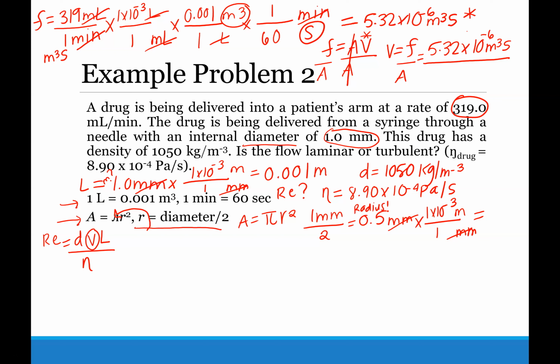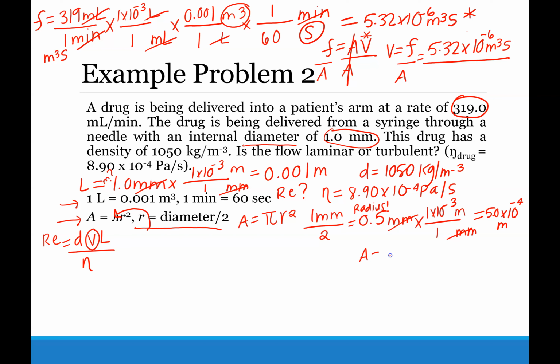So 0.5 times 1 times 10 to the minus third, and that equals 5.0 times 10 to the minus 4 meters. And I'm just going to rewrite this because I can barely see. So 5.0 times 10 to the minus 4 meters. That looks much better. And so now we have our radius in units of meters, and we're ready to plug that information into the area equation to get the area.